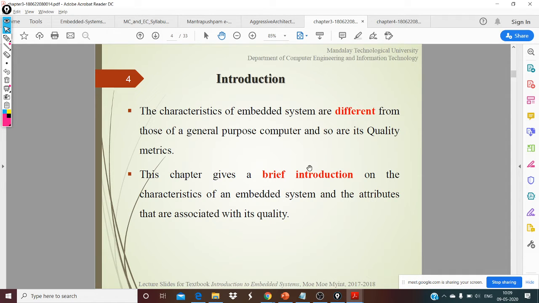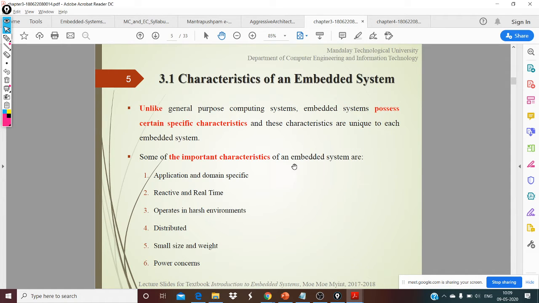Perfect. Okay. Thank you very much. On the dot, right? So that's what it is. The difference is that the purpose itself is very specific for embedded systems. So unlike general purpose systems, embedded systems possess certain specific characteristics, and these are unique to each embedded system.